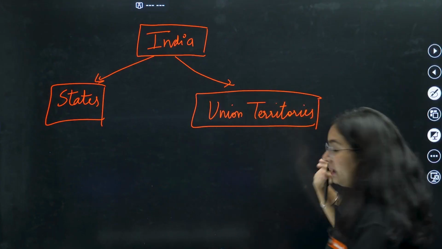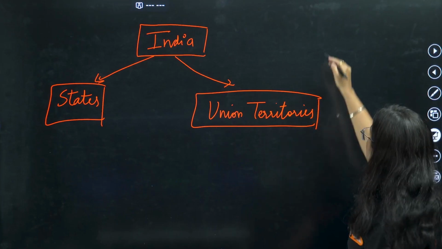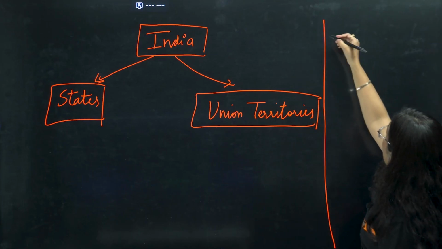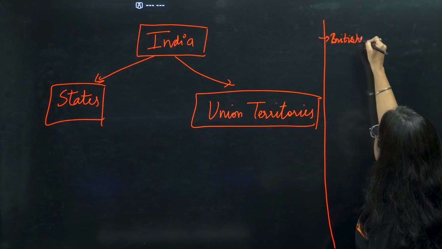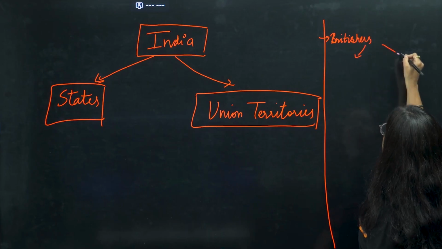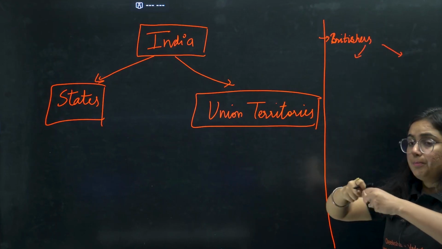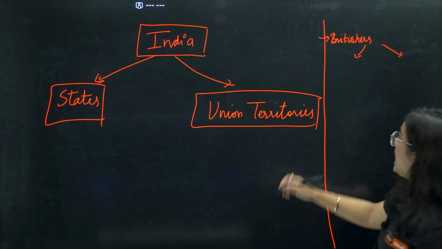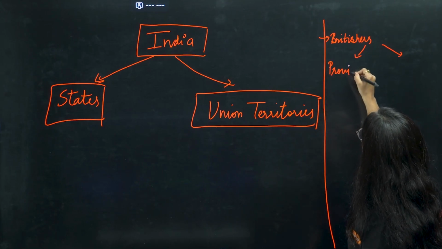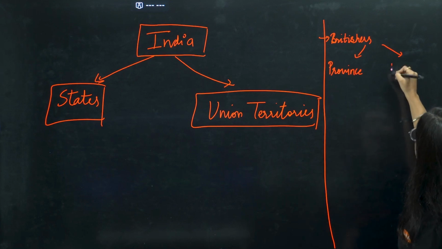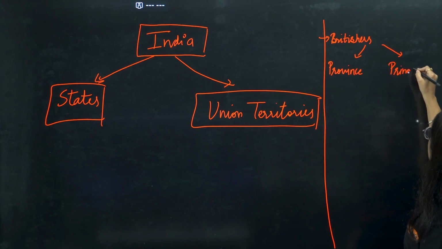Okay, did you get this point? Now, pay attention. When there were Britishers in India, the boundaries were divided such that we had British provinces and we had British princely states.